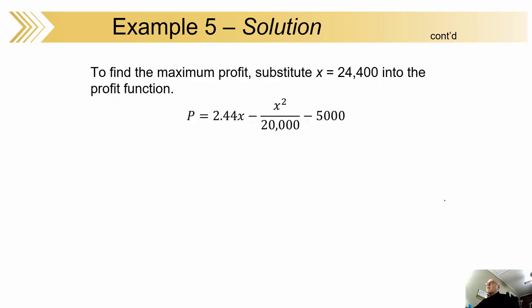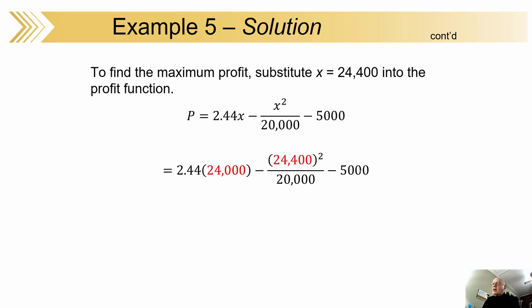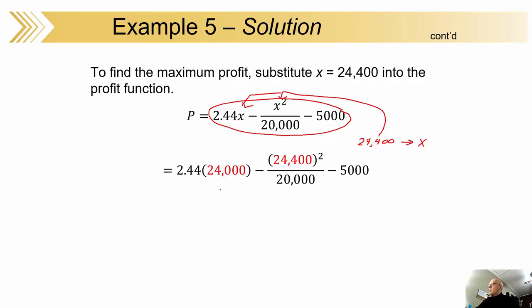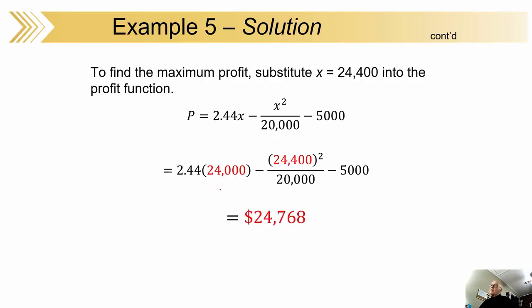To get the maximum profit, you actually put that 24,400 into the profit function and just hit the calculator, really. Just a little bit of calculator ease here. Remember what I told you, take that 24,400, store that in x, and then type this in your calculator. Your calculator is going to use the 24,400 where it sees the x's, and it's going to tell you what the profit is for that level.